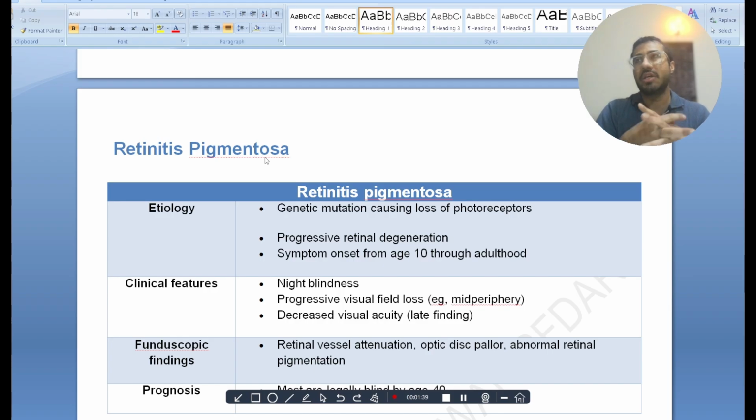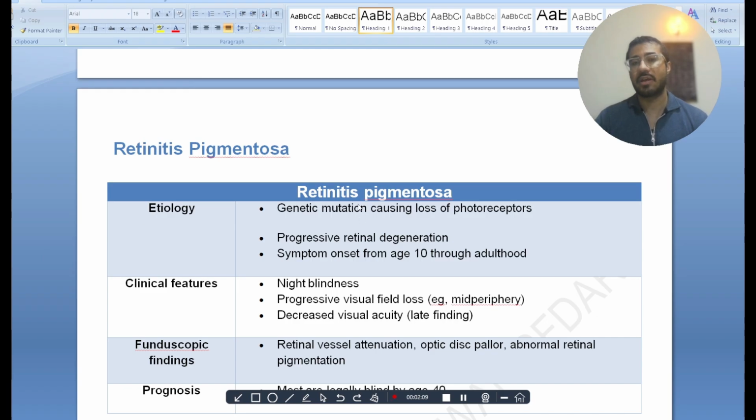Initially the rods are affected, and since they play a vital role in vision at night time, the night vision gets affected first. When the disease progresses, the cones at the center of the retina also get involved, and once they get involved, in addition to night blindness, the patient also gets difficulty seeing in daylight as well.